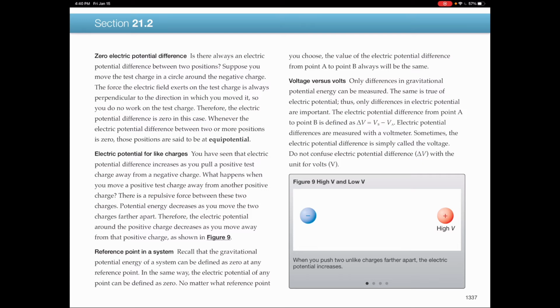So look at figure 9 here. We can see a few different systems. So here we have two opposite charges, a positive and a negative charge. If we pull them apart, the voltage will increase.